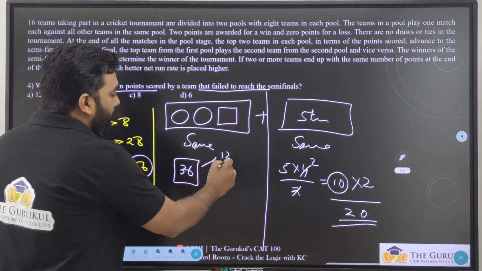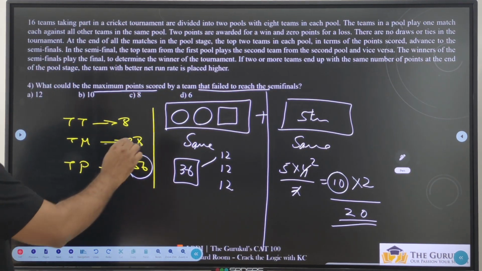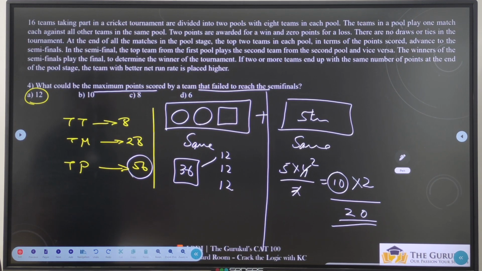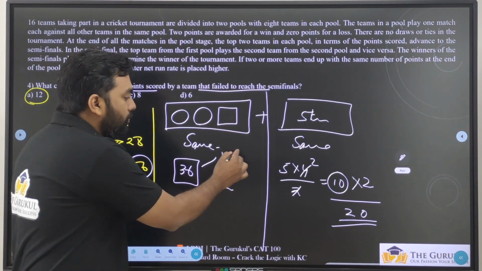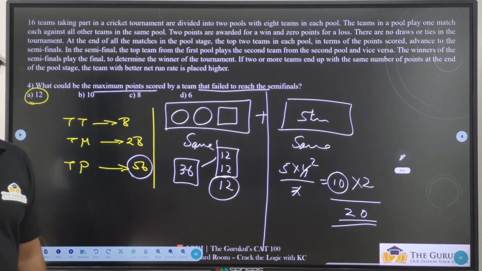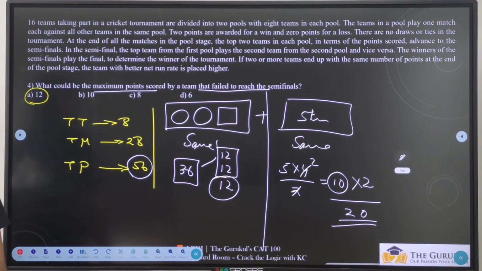So each team got 12 points. Now the team which got a maximum of 12 points did not get selected for the semi-finals. Even though these 2 people got selected, he did not get selected even after getting the same points equivalent to the other team. Clear with this?